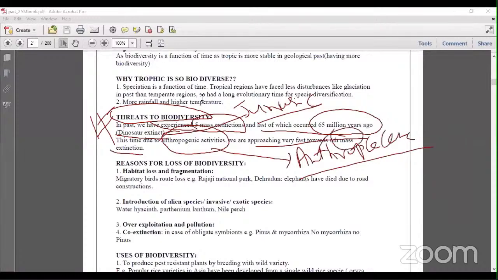If somebody asks you, we are very fast approaching towards the sixth mass extinction, right? And there are different reasons for the loss of biodiversity, which we'll talk about, that is, why we are losing the biodiversity. That should be taken care of, because otherwise the biodiversity which is responsible for the balance of the ecosystem will ultimately collapse.